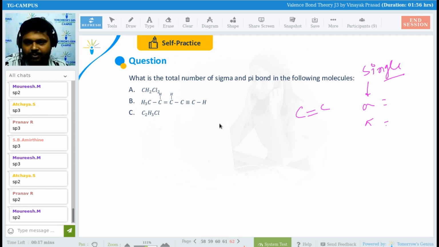Getting everyone? Now see here. If I ask you how many sigma and how many pi are there with this carbon, what will be the right answer? I just want your answer in only 30 seconds. Write your answer in the chat section, guys. What will be the number of sigma and pi for this carbon?